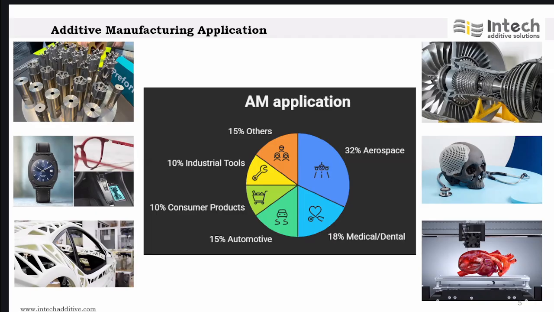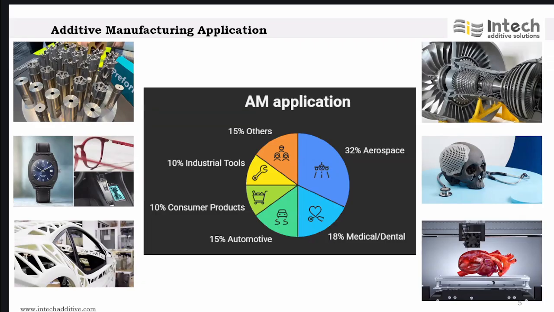Mostly it is used for making prototypes, for tooling, and also for making some customized components. And then 10% on consumer products like watches, eyewear, or personalized goods. So it's about mass customization, like I said. And then we have industrial tools, where you can make customized fixtures, jigs, and grippers, which can be done at a faster pace. And the rest is like 15%, which is about food, fashion, sports, defense, electronics, and so on.